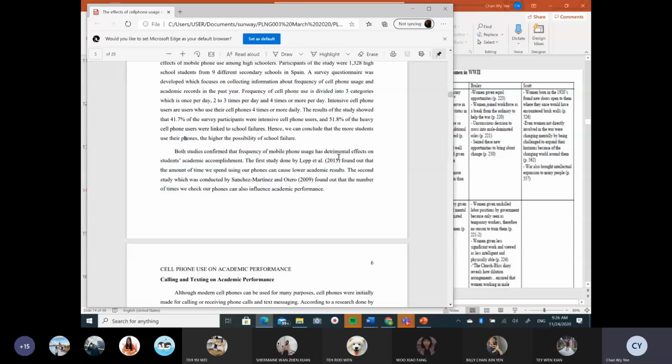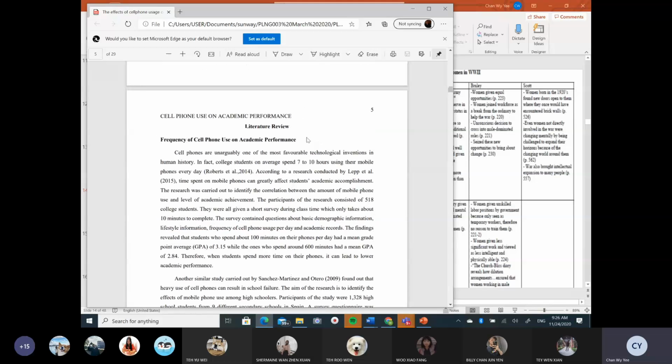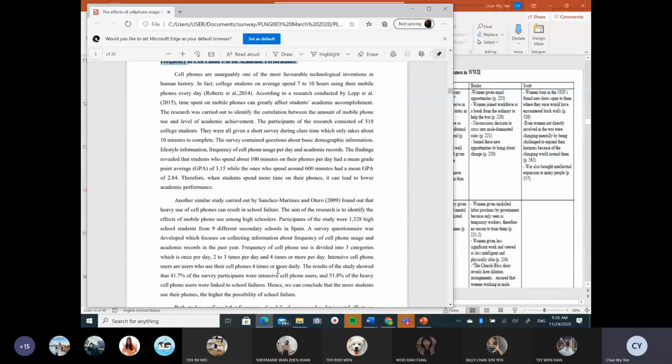Both studies confirm that frequency of mobile usage has detrimental effects on students' academic accomplishment. The first study found out that the amount of time we spend using our phones can cause lower academic results. The second one found out that the number of times we check can also influence academic performance. So you give your conclusion and your analysis. What do you think? Every subtopic, you need to have 2 research studies. You can have 1 also, but 2 is the best because then you can compare and contrast.